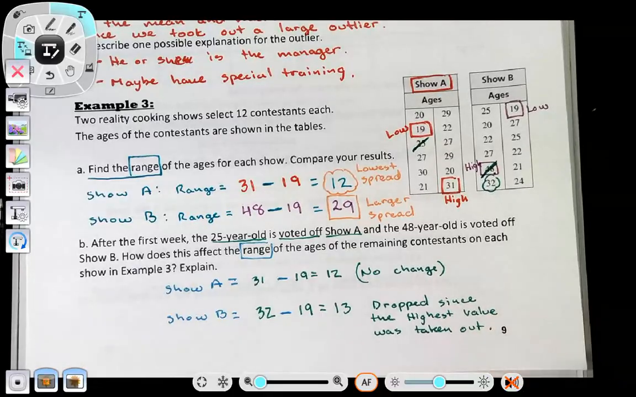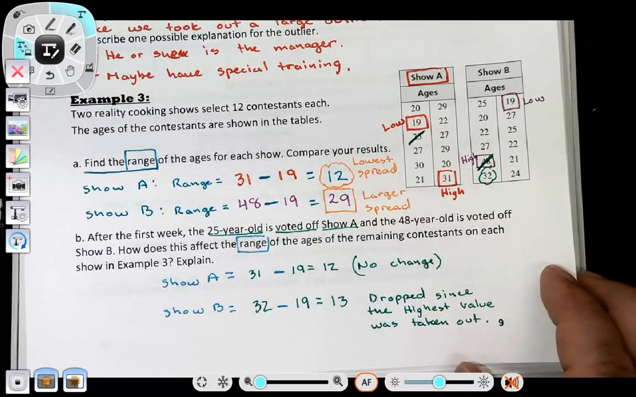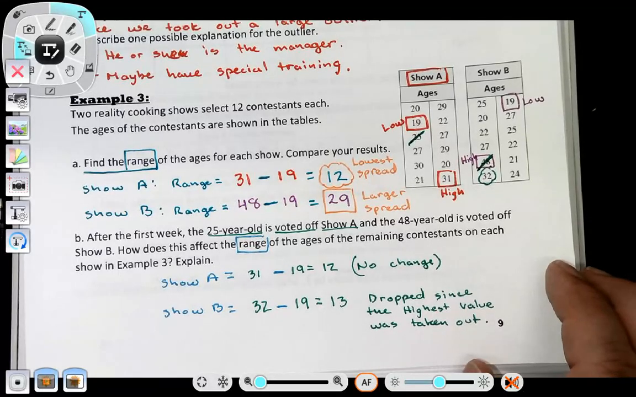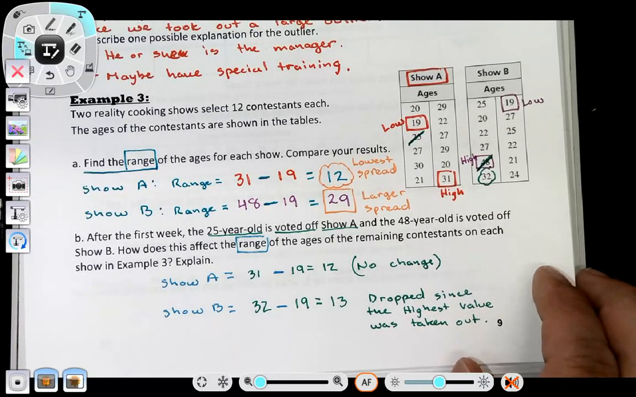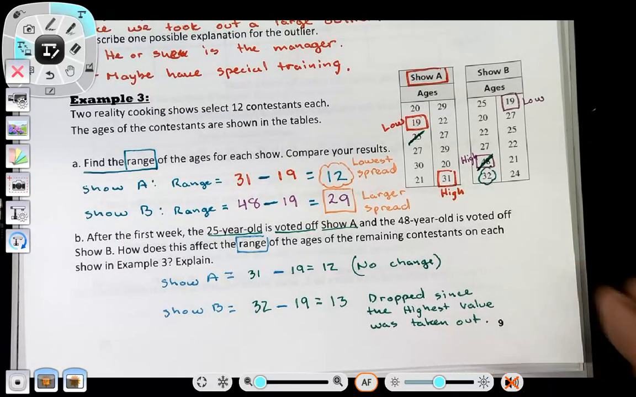So again, I hope you're seeing a pattern: when we brought in a bigger number, things get bigger. If you take out the biggest number, then things are going to get smaller. And vice versa. If I take out the lowest number, then things are probably going to get bigger. So again, that's the effect these things can have.